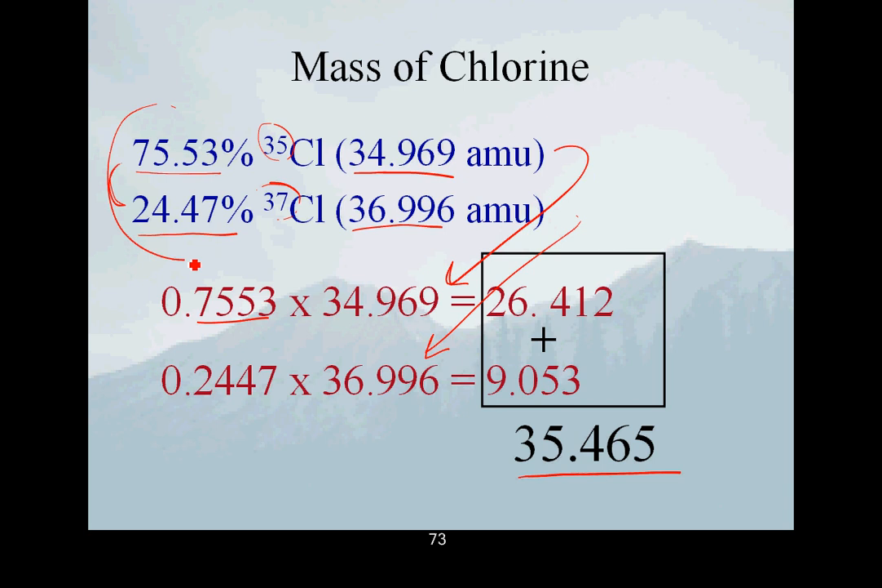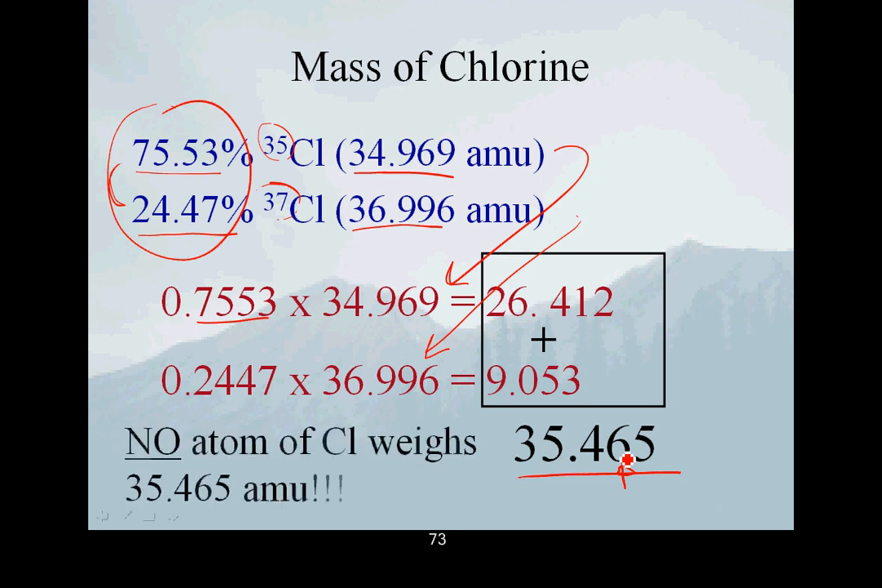Now you'll notice it's a little bit different than what the periodic table says, and that just has to do with the fact that I'm only using 4 significant figures here, and our mass is actually off in the 4th significant figure. So it's just a small rounding error. The emphasis here is not to get the right answer, but to show you how that number comes about. But what's key to remember is that no atom of chlorine actually weighs exactly 35.465 atomic mass units. That is an average of all the chlorine atoms in my bucket, and that's that weighted average.